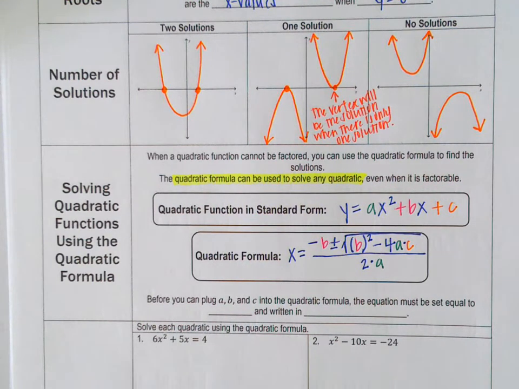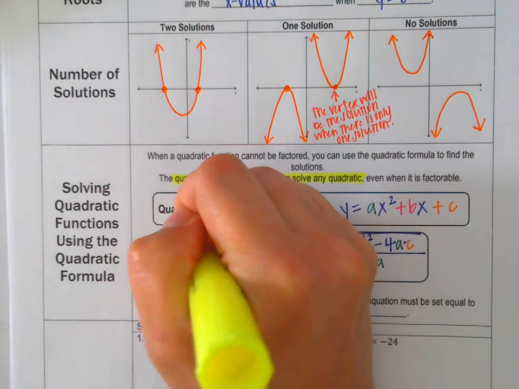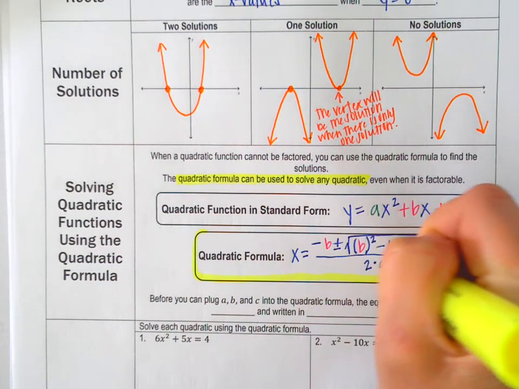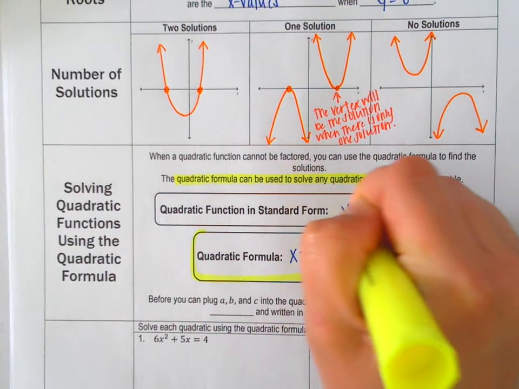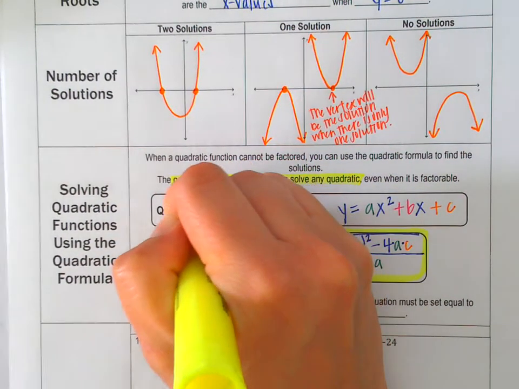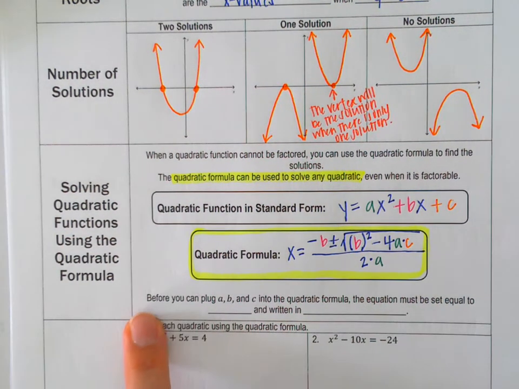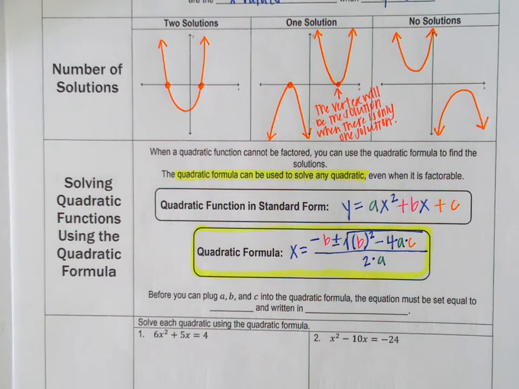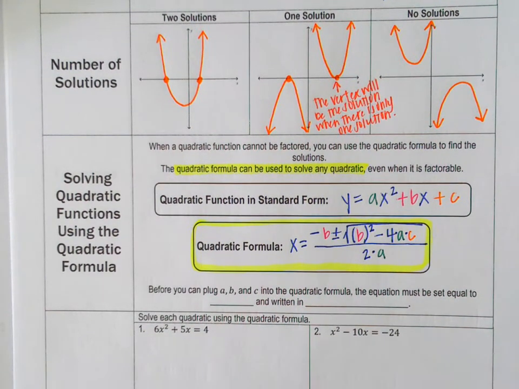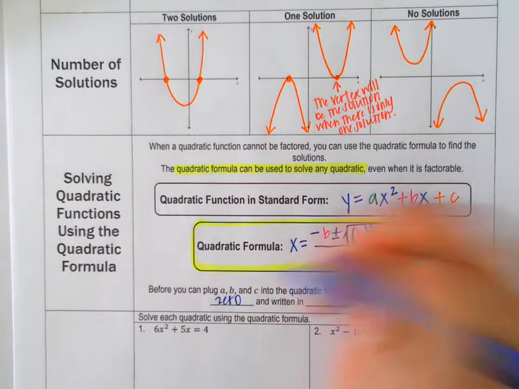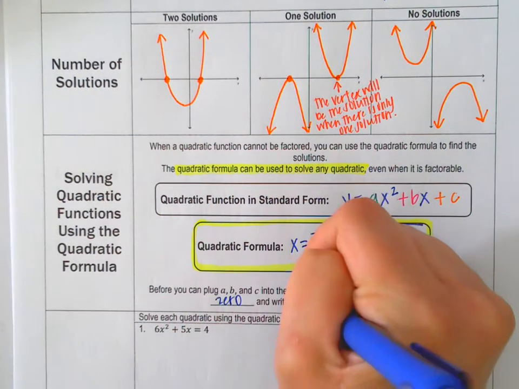There are your 2 ways that help you to memorize the quadratic formula. But again, like I said, it's super important. It's going to be something you deal with in geometry, algebra 2, pre-calc, so all of your math classes going forward. Before you can plug A, B, and C into the quadratic formula, the equation must be equal to 0, just like we've been doing, and written in standard form.